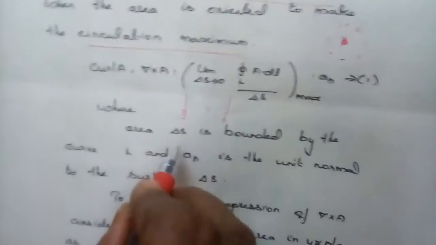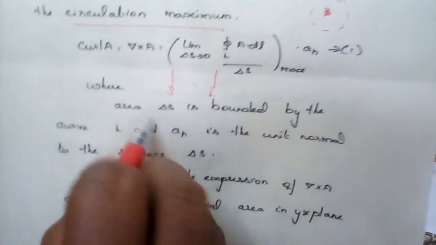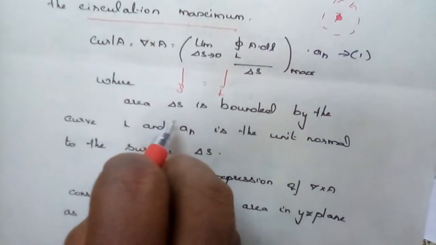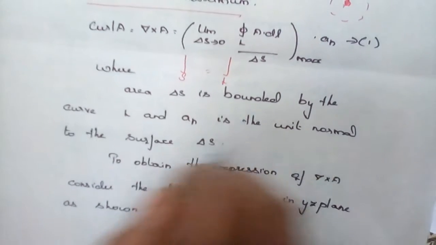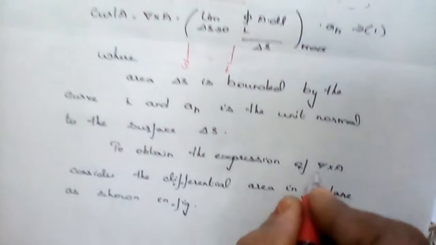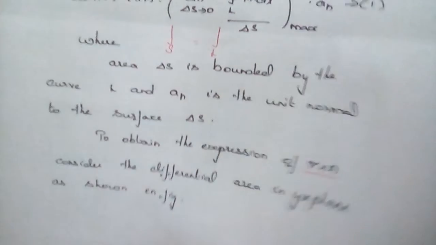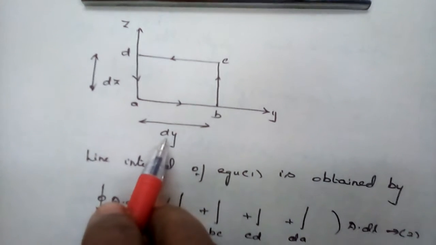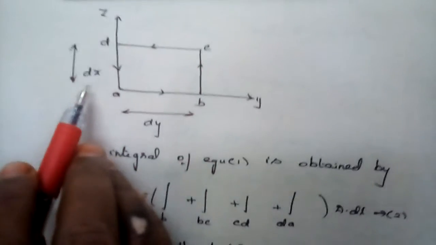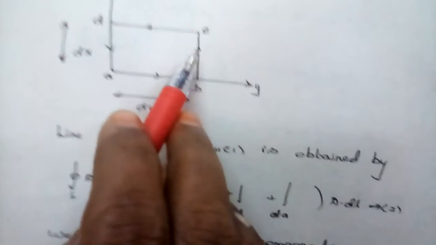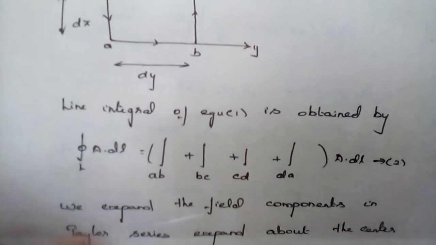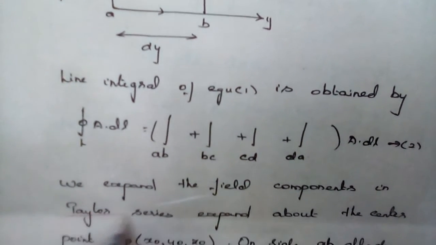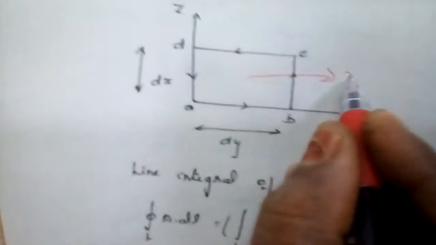Whenever del S is bounded by the curve L, this is the surface area of the electric field which we have taken, and an is the unit normal vector of the surface. To obtain the expression of del cross A, we are going to take a differential area plane which has two coordinate axes. It is defined by y and z. Okay, in this we have taken a small elemental area dy and dz. So this is the closed path and also this is the linear path. While taking the line integral for this surface A, B, C, D and A, this surface is extended by the Taylor series expansion and has the center x0, y0, z0.